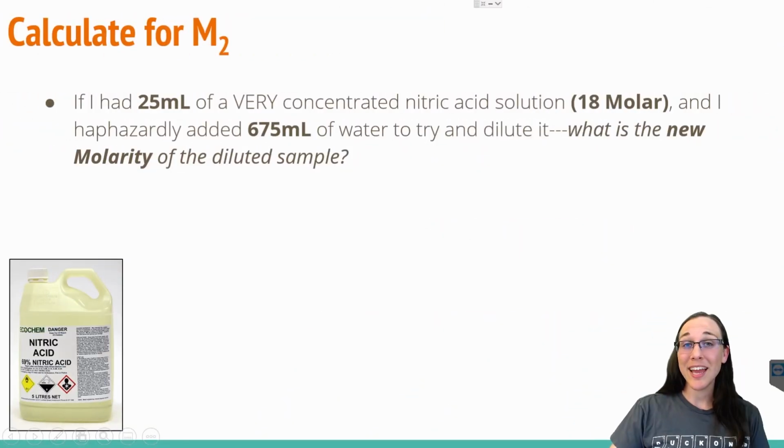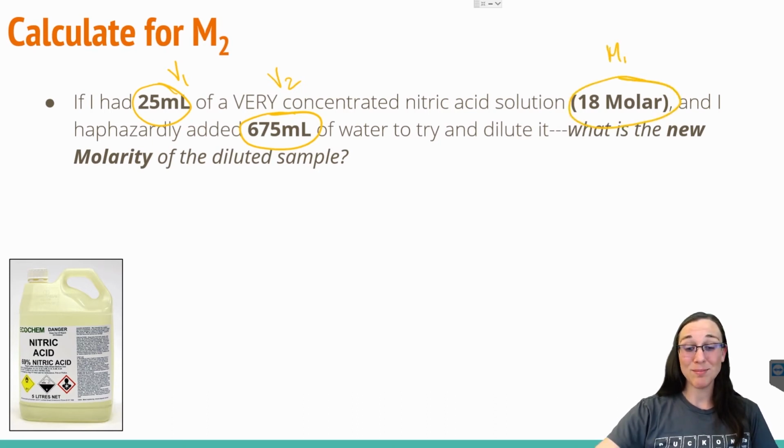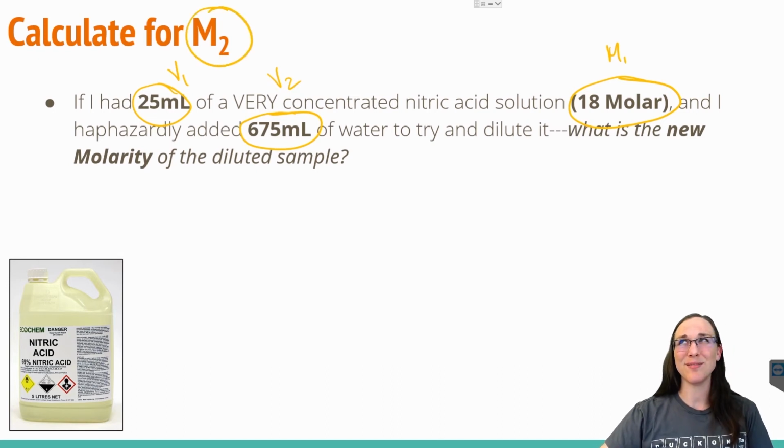In this question, if I had 25 milliliters of very concentrated nitric acid solution at 18 molar, and I haphazardly just added 675 milliliters of water to it just to try and dilute it, what is the new molarity of the diluted sample? So my V1 here would be the 25 milliliters, that's the initial volume I'm starting with. My V2 is 675 milliliters, the total that I end up with. And I know that my initial molarity is 18 molar, so my M1. Again, I'm solving for M2, just as I kind of insinuated before.